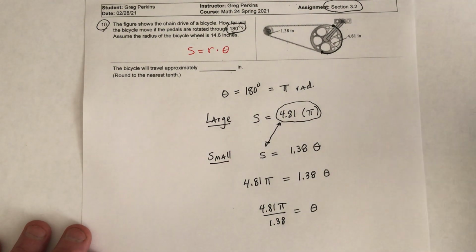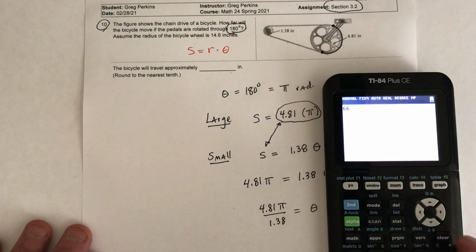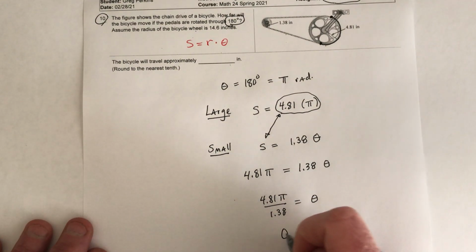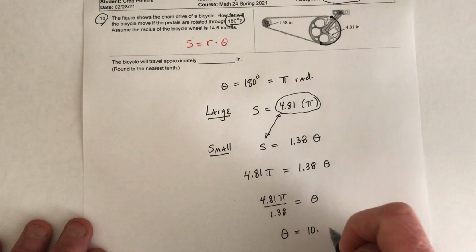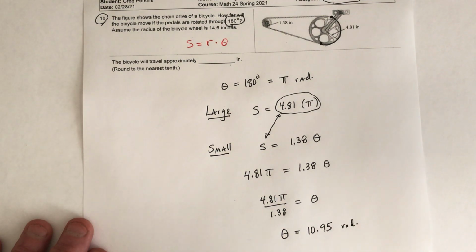Okay, now I'm ready to use a calculator. So 4.81 pi gets divided by 1.38, and that equals 10.95, and that's in radians. So theta equals 10.95. Okay, now we're almost done.